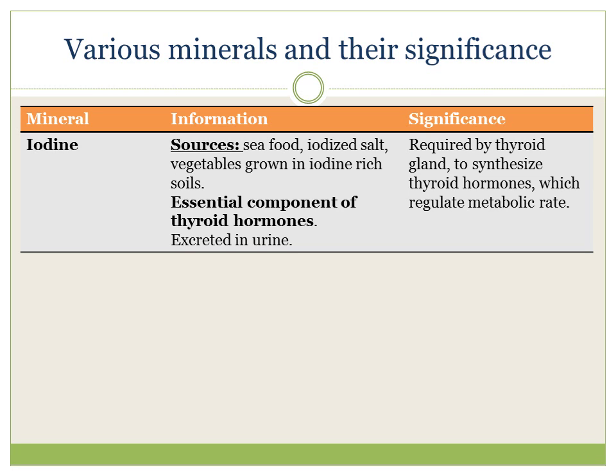The next mineral is iodine. Iodine is mainly found in seafood, iodized salt, vegetables grown in iodine-rich soils, and it is an essential component of thyroid hormones, and it is excreted mainly in urine. Coming to the significance, it is required by thyroid gland to synthesize thyroid hormones, which regulate the metabolic rate.